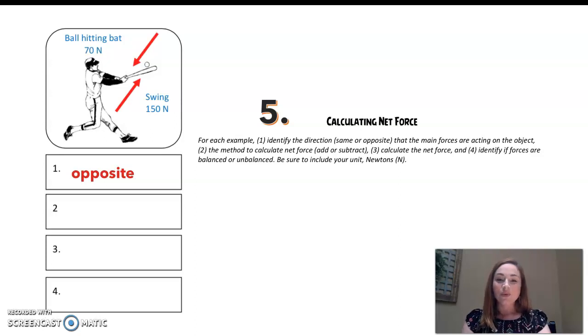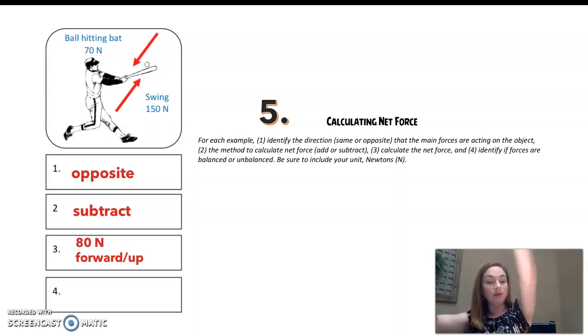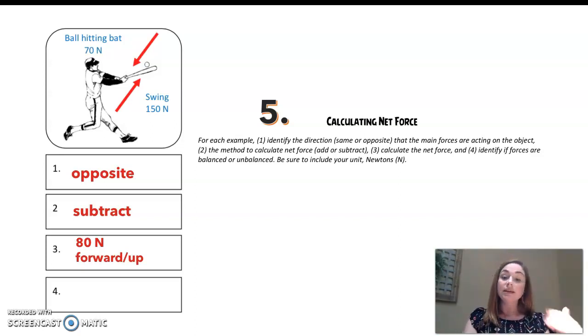All right, so with these forces, if they're opposite, we are going to subtract them. So we have 150 newtons minus 70 newtons. So that means the net force is 80 newtons up and out, right? That ball's going to go up and out. Is it balanced or is it unbalanced? Well, if we have a number there other than 0, we know it is unbalanced.